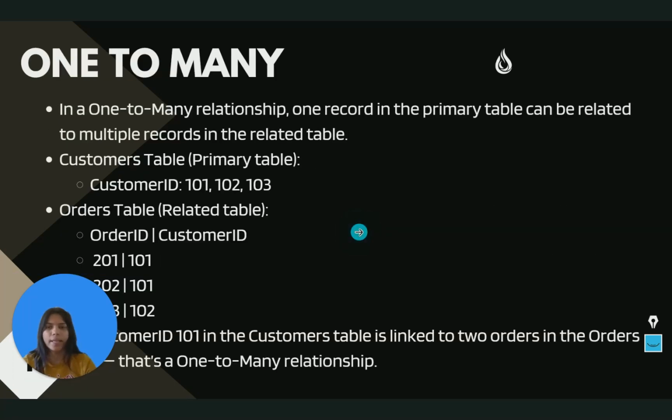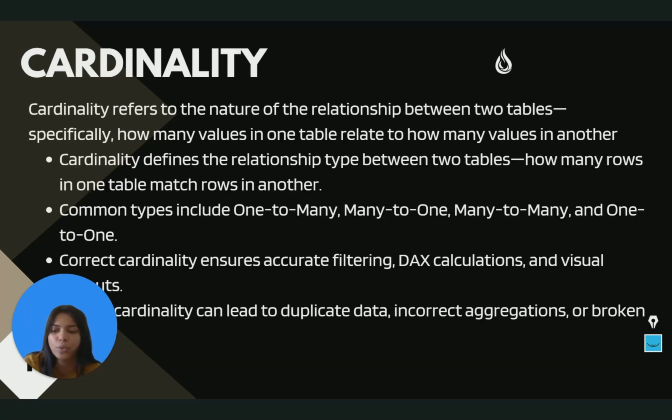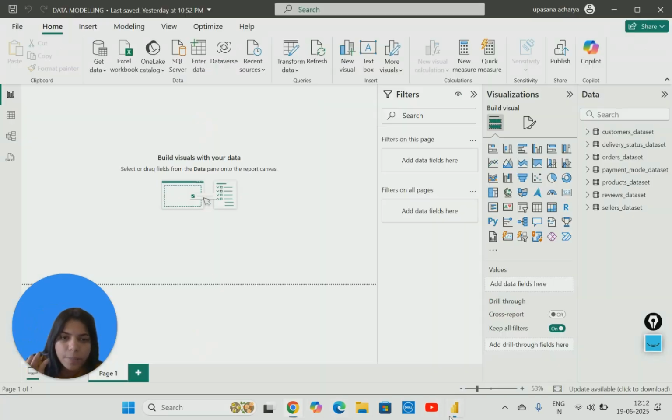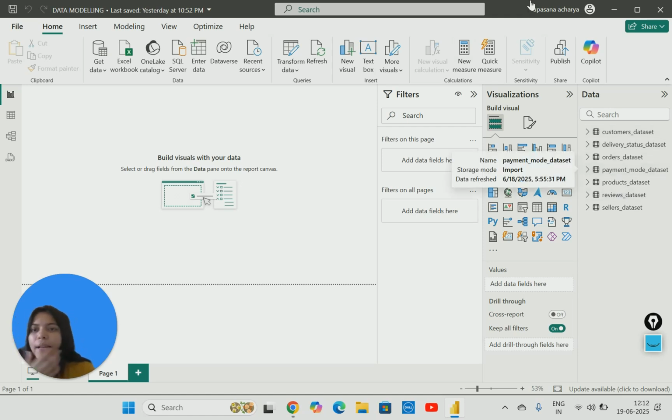Now let's move to the next one. Coming to the first cardinality, which is one to many. But just before discussing one to many, many to one, all those things, let me show you practically how a relationship and cardinality look. I have multiple data sets, which are some CSV files. So I'm going to modeling.